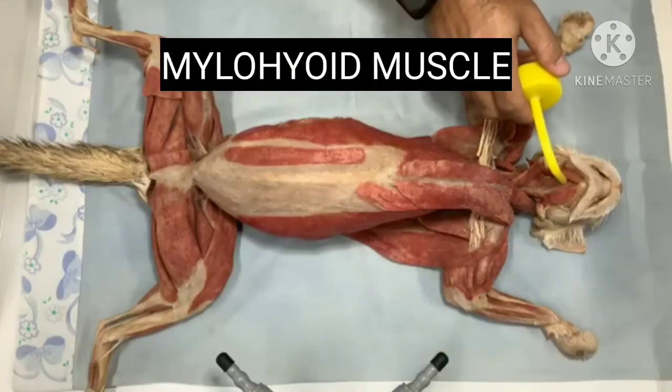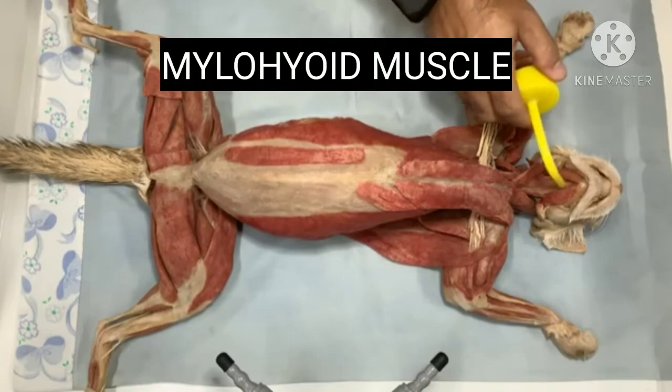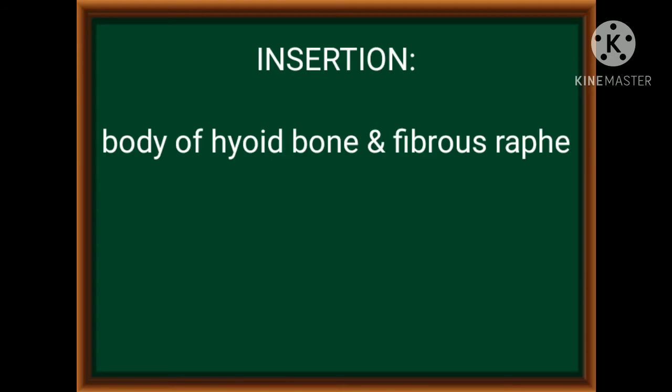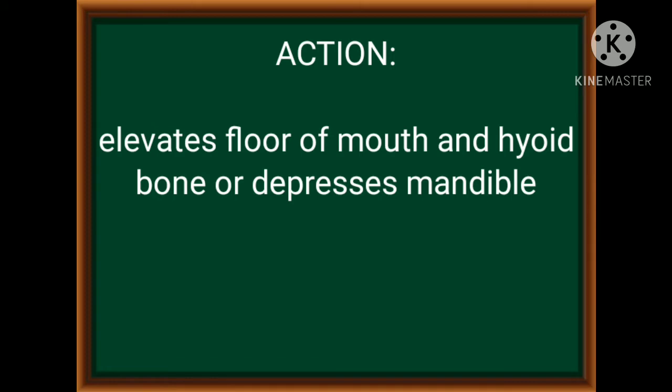Now let's go to the mylohyoid muscle and its OIA. Mylohyoid line of the body of the mandible. Body of hyoid bone and fibrous raphe. Elevates floor of mouth and hyoid bone and depresses mandible.